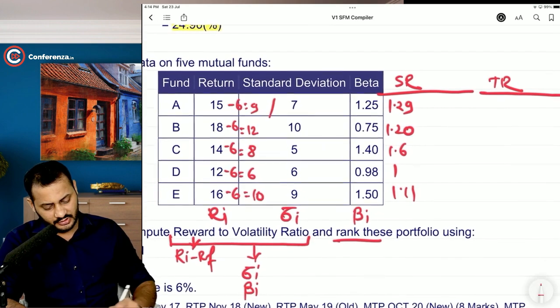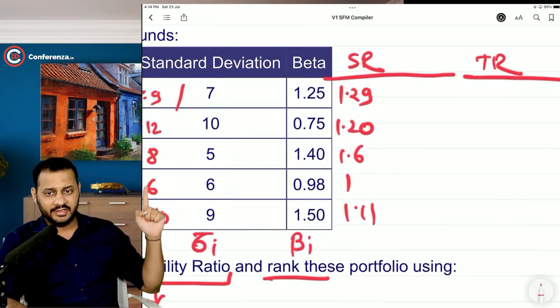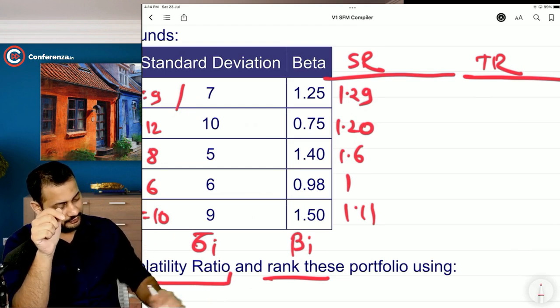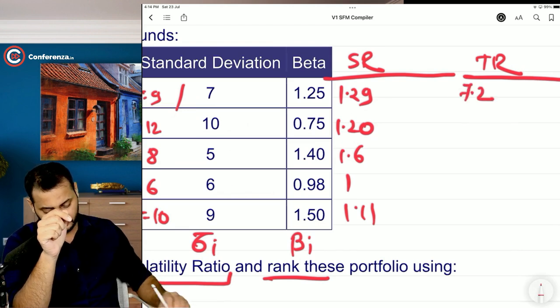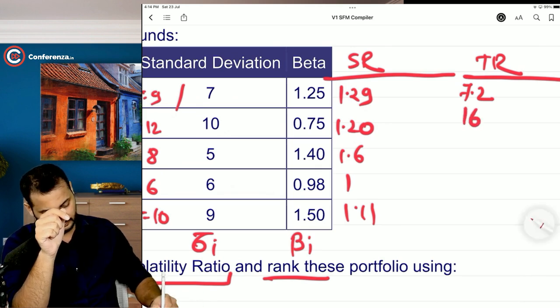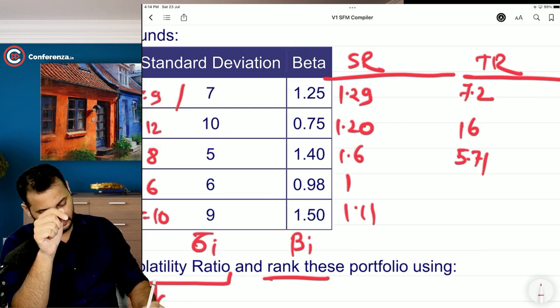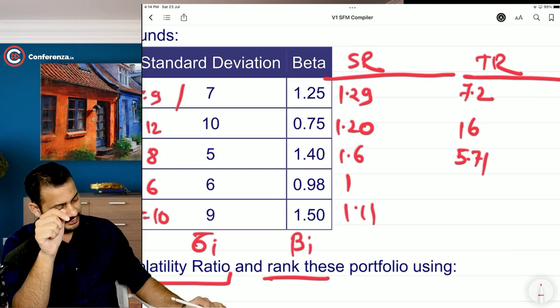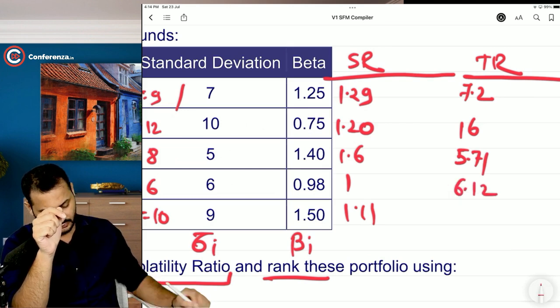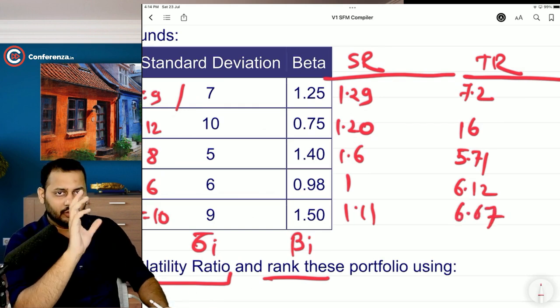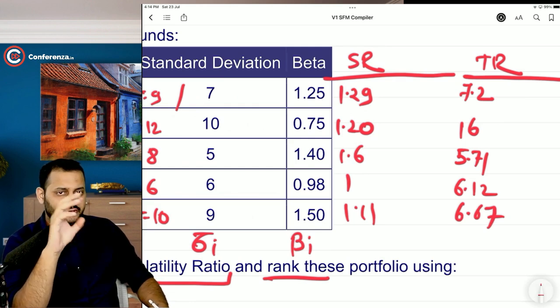Now, Treynor's ratio. Again the same figures, 9, 12, 8, 6 and 10, but divided by beta now. So 9 divided by 1.25, 7.2. 12 divided by 0.75, 16. 8 divided by 1.4, 5.7. 6 divided by 0.98, 6.12. 10 divided by 1.50, 6.67. So you calculated all the Sharpe ratios and Treynor ratios.